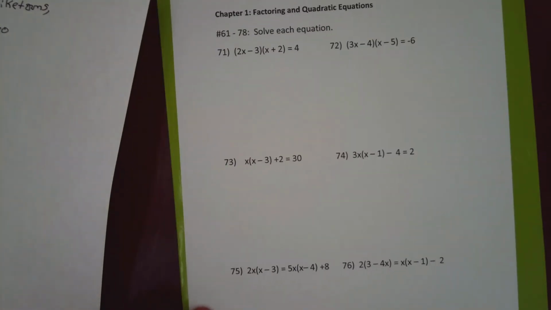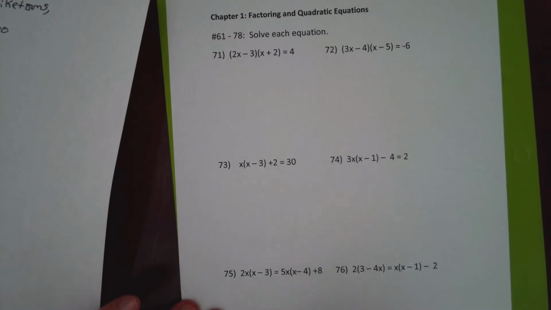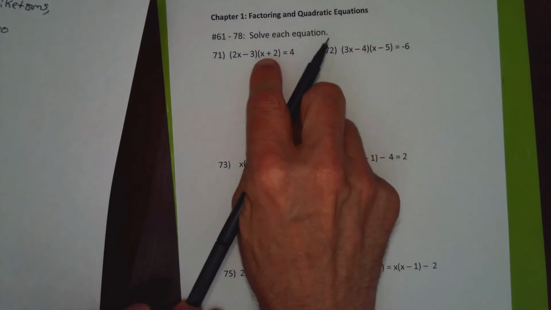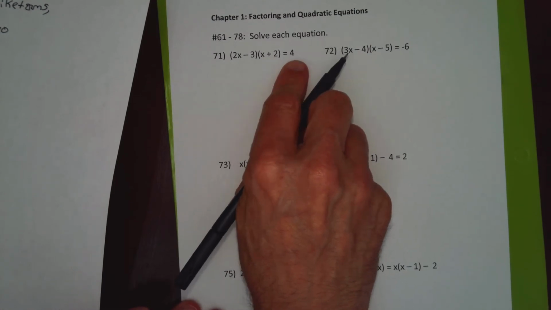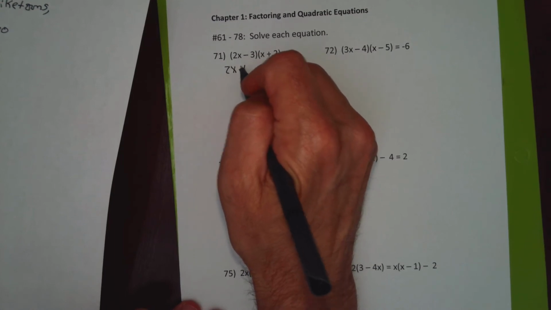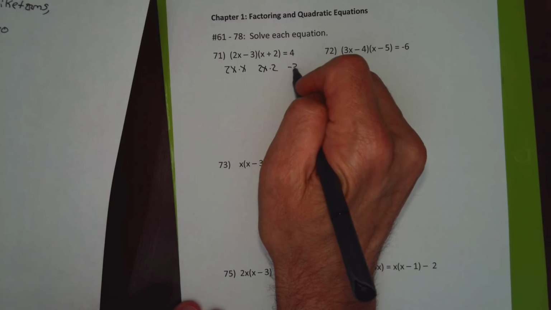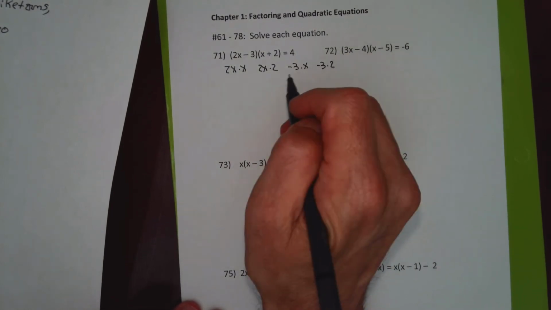Let's do 71 together. I think it's harder. So I'm going to clear the parentheses for 71 because the right side isn't 0. The answer of negative 2 that you'd get from setting that parentheses equal to 0 only would work if the right side is 0. So I'm going to clear my parentheses. I'm going to go 2x times x, 2x times 2, minus 3 times x, and minus 3 times 2.